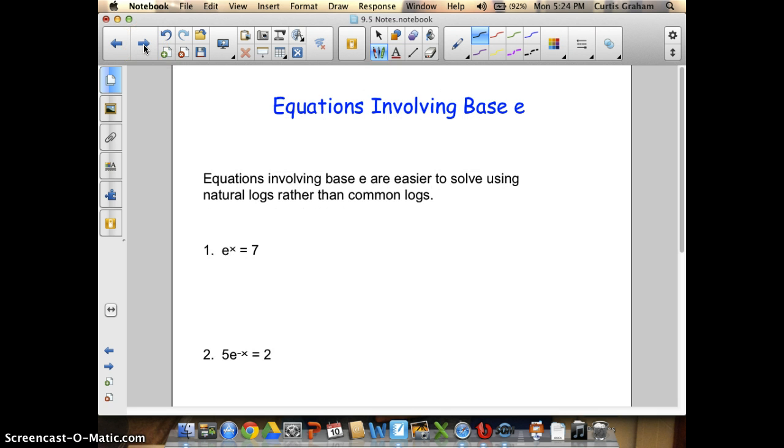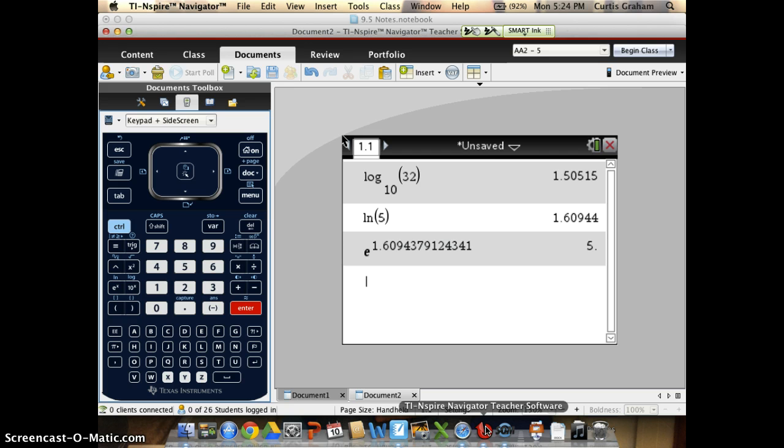Alright, so equations involving base e. If I want to solve for x, I'm going to use what operation solves for an exponent? Logarithms solve for exponents. So x is going to be equal to the natural log of 7. And I asked you to solve these, so I want you to plug that in your calculator. Natural log of 7 is 1.9459.